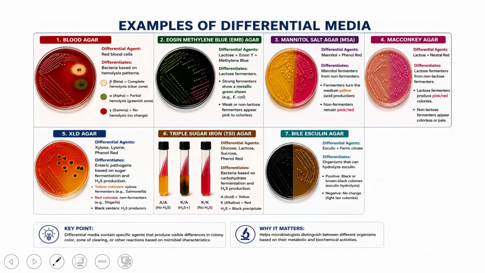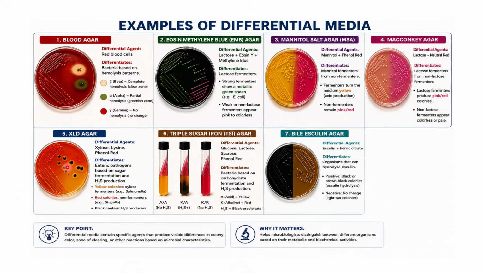So the fourth differential medium we are looking at is the MacConkey agar medium, and the differential agents in this medium are lactose and neutral red, which help to differentiate lactose fermenter bacteria from non-lactose fermenters. The lactose fermenters produce pink to red colonies on the agar medium, whereas the non-lactose fermenters form colorless to pale colonies on the agar medium as shown over here.